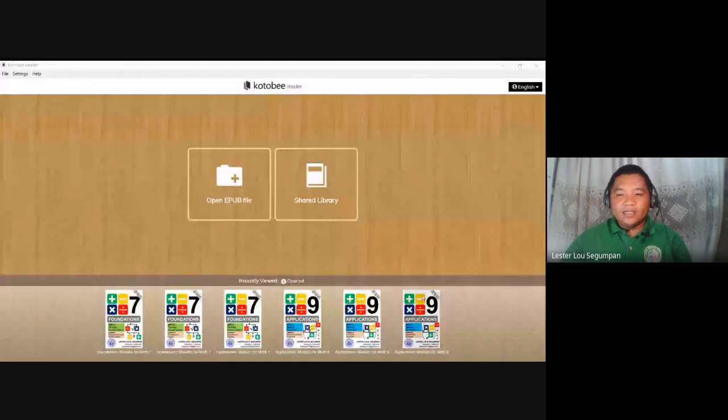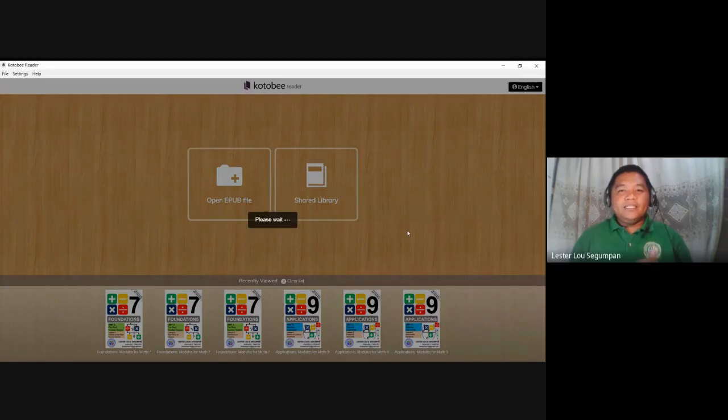So we are going to talk about how we solve exponential equations, because basically when we talk about equations, we are going to solve for a value of the variable that will make the equation true and correct. So sharing to you right now is the screen of the Kotobee reader. At the bottom, I already included the material, so it's already here. So let me open it for you.